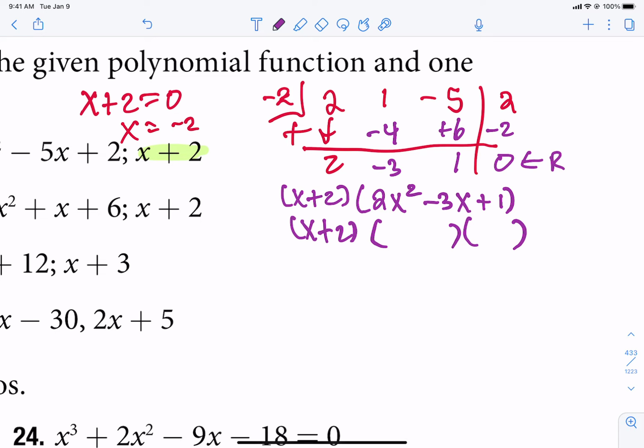This is a factorable quantity. It factors to be 2x minus 1 and x minus 1. Now that's the factored form, but they asked us to find the zeros. So the zeros come by setting each one of those equal to 0. So the zeros are negative 2, positive 1/2, and positive 1.